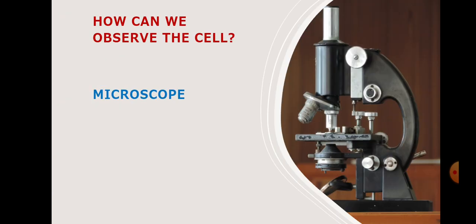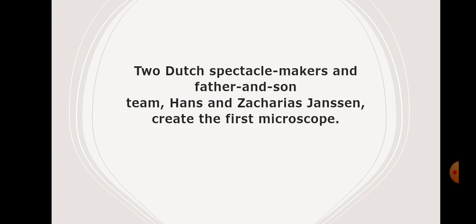So where do we observe the cells? How can we observe? It can be observed under a microscope because all cells are microscopic in nature. We cannot see them with our eyes. So we require a microscope for the observation. Then when it comes to the microscope, who invented the first microscope? Yes, Hans and Zacharias Janssen created the first microscope, children.